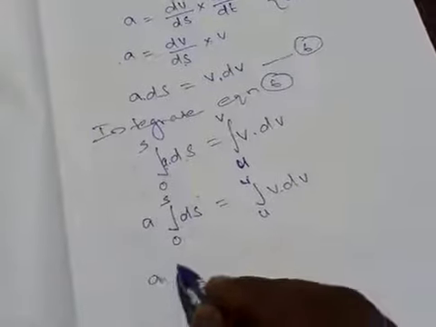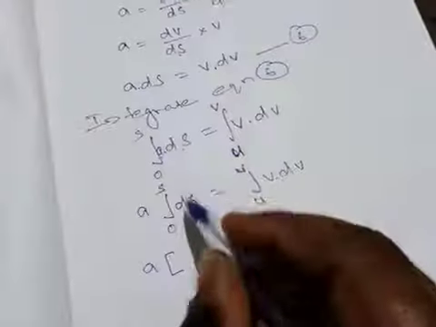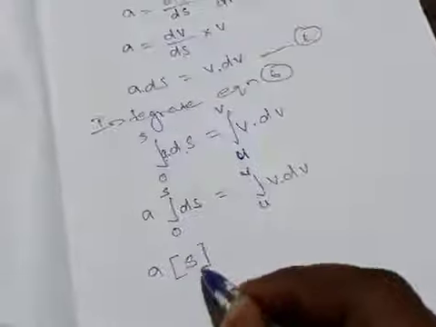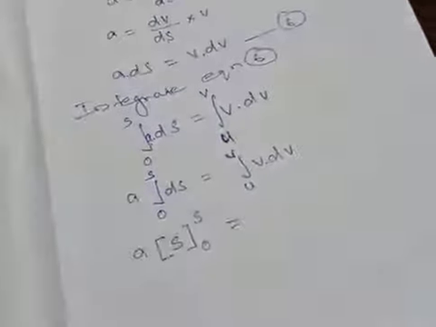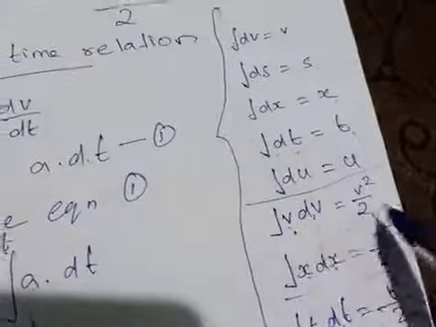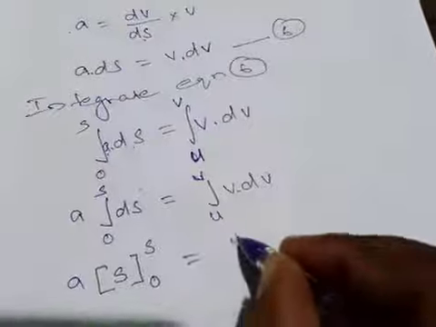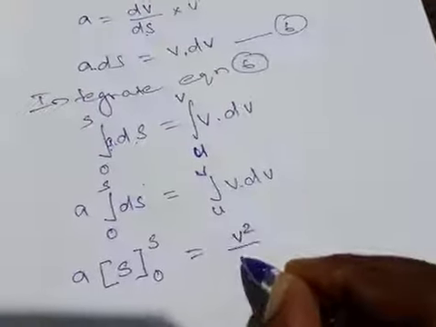So integration of a ds is as. So limit 0 to s, v dv. V dv, what format does v dv mean? V dv means v square, ds means s. So v dv means v square by 2.